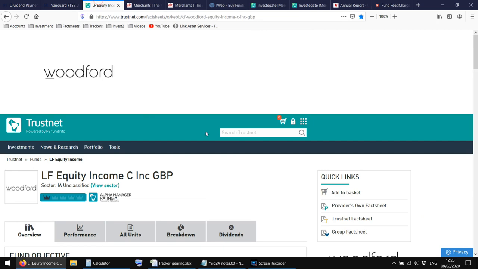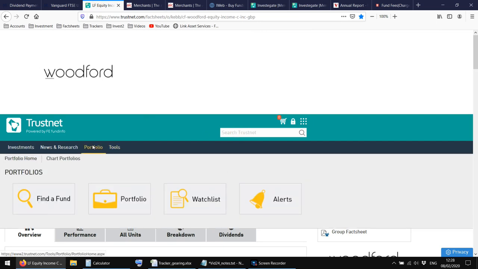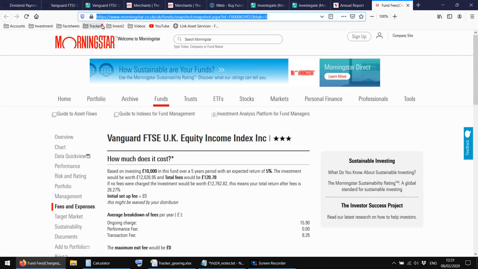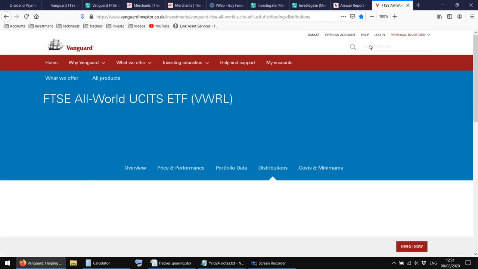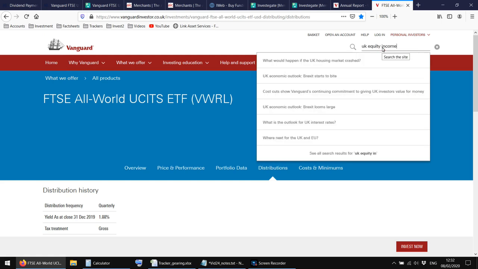So let's have a look at the Vanguard's dividends. I haven't looked at this yet. I'm able to find it for this one. I've got it for these ones. Right, okay, let's try this. It's a fund, though. This is an ETF. I don't know if they've got to give you the same information for funds. Let's try. UK equity income.